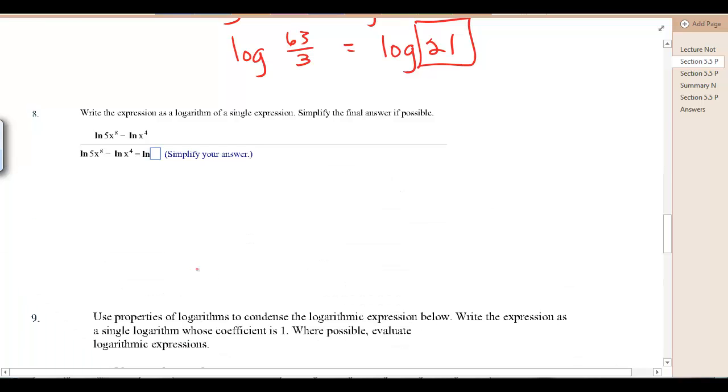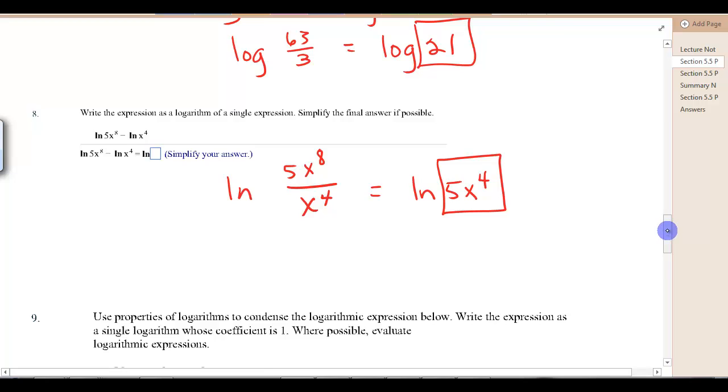All right, write as a single log. This is a subtraction, so we would have ln 5x to the 8th over x to the 4th. You want to simplify. x to the 8th over x to the 4th would just be x to the 4th. So we would have ln 5x to the 4th. And again, you're just plugging that in.